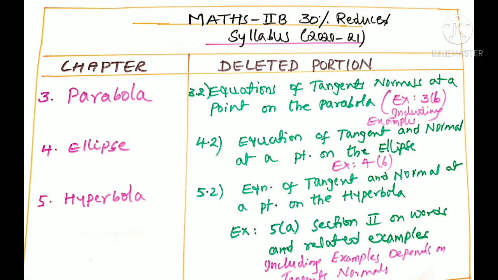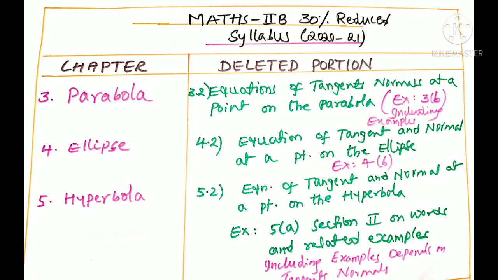Okay, right. Now the next chapter is Ellipse. It is mentioned that 4.2 equations of tangents and normals at a point on the ellipse is deleted. Means indirectly exercise 4b is deleted completely. You can understand that the corresponding examples are also indirectly deleted, right?